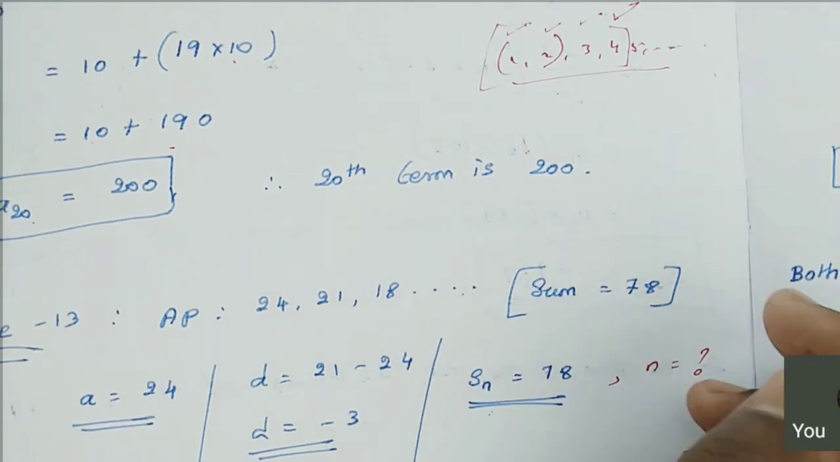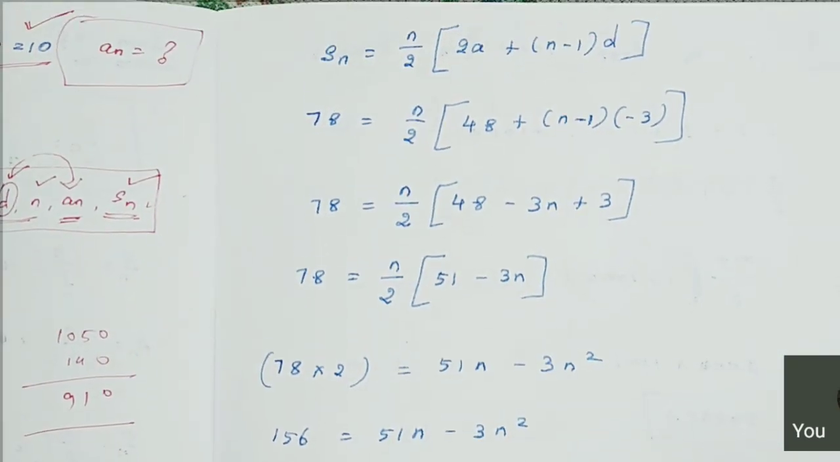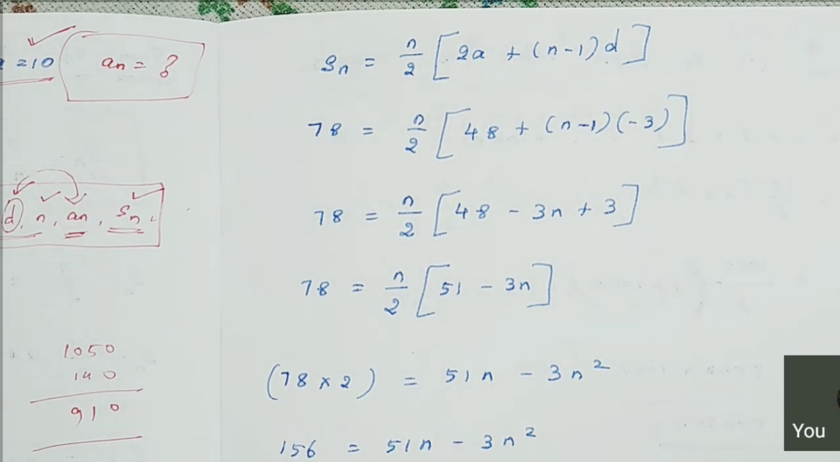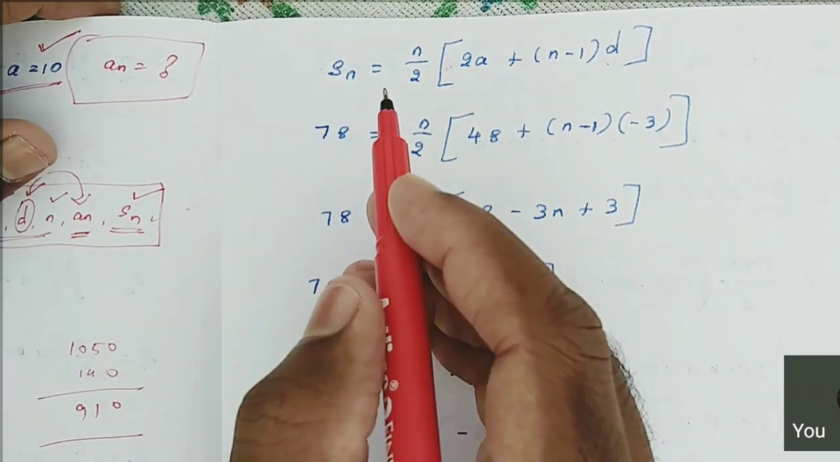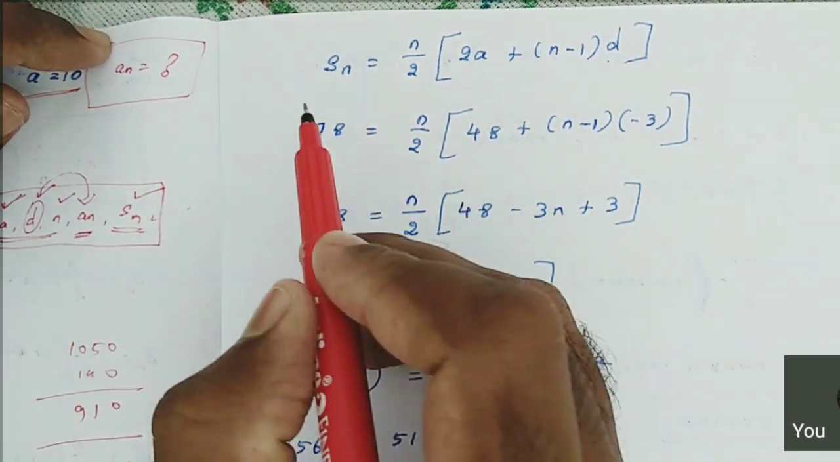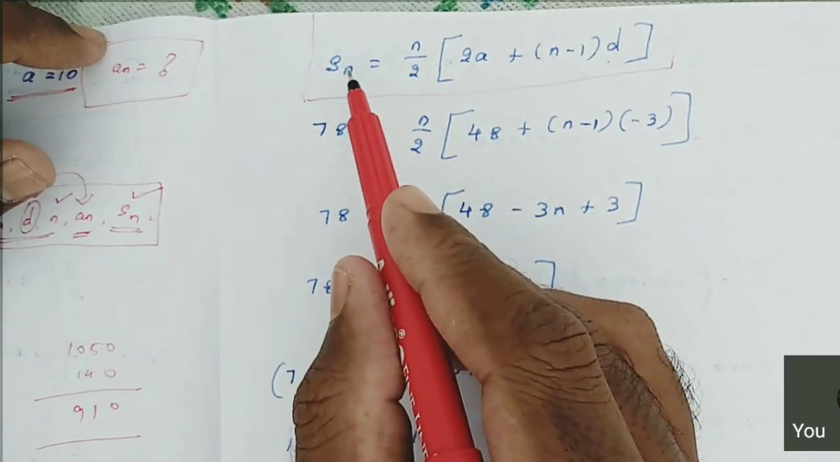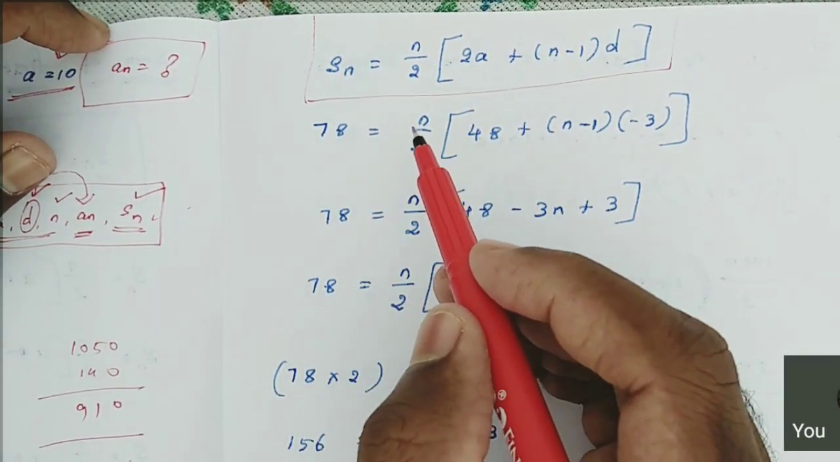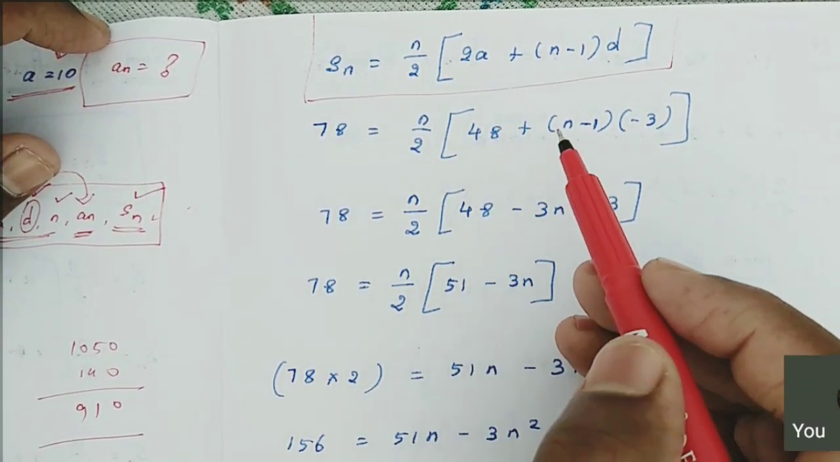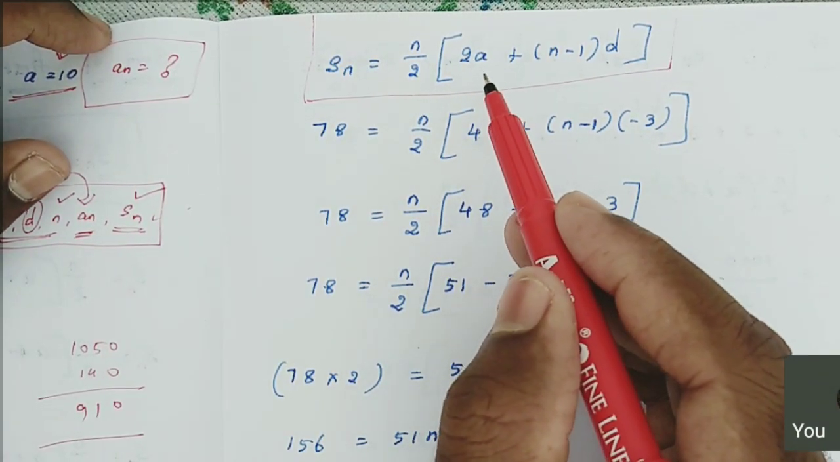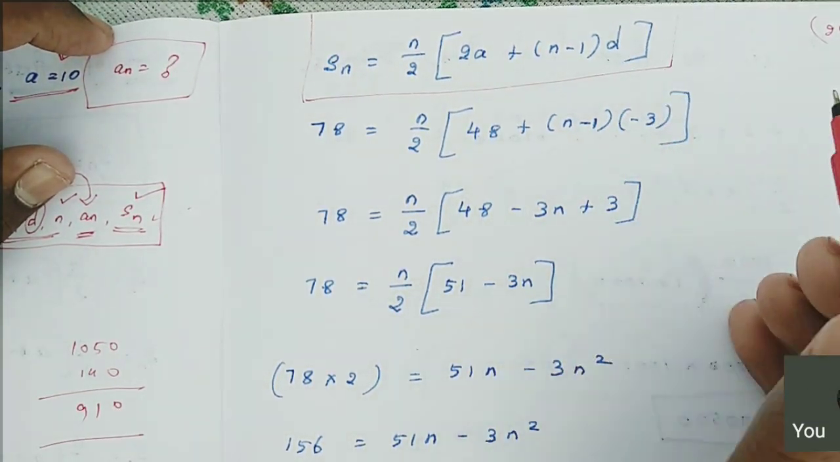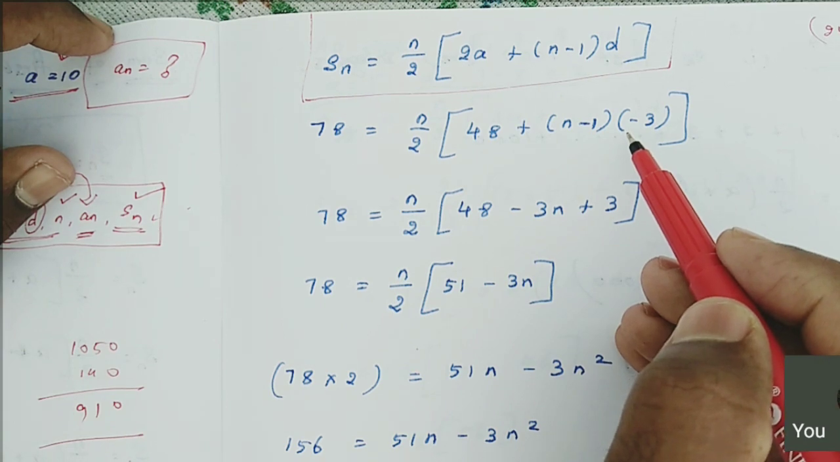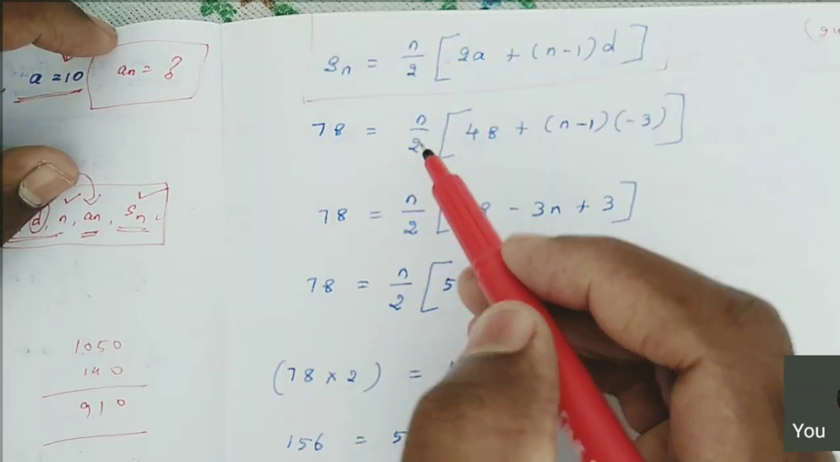Now we can use the Sn formula, because in this problem they have given Sn, the a value and the d value, and we want to find n. So Sn is equal to n by 2 times (2a plus (n minus 1) into d). Now Sn is 78, equal to n by 2 times (48 plus (n minus 1) into minus 3). Here 48 is nothing but 2 into a, where a is 24, so 2 into 24 is 48. Any doubt? I just simply substituted all the values.